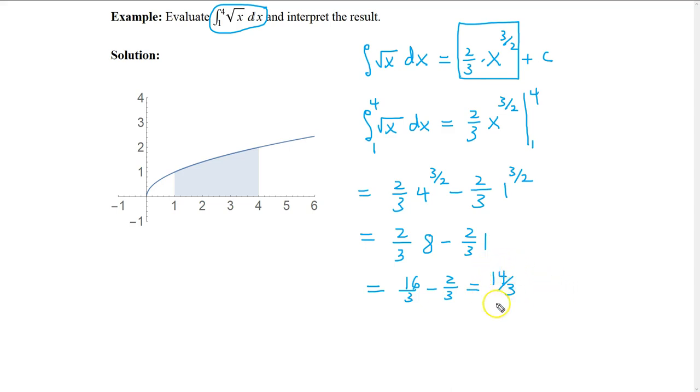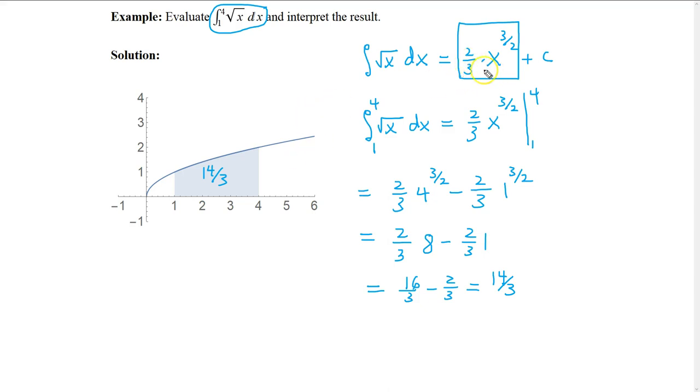And so what this number represents, it's the definite integral of the square root of x from 1 to 4. So here's the graph of the square root of x. What the 14/3 represents is the area of the shaded region that we have here. So this area is 14/3. So that's exactly what the fundamental theorem does for us.